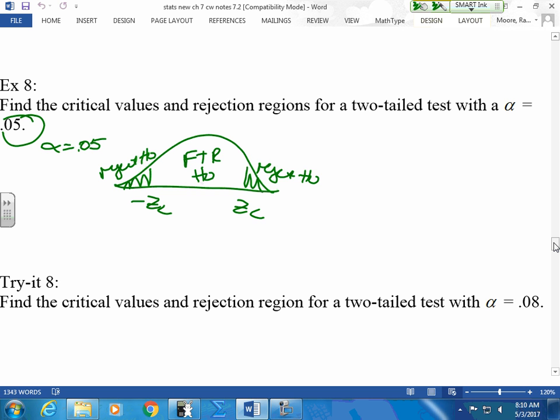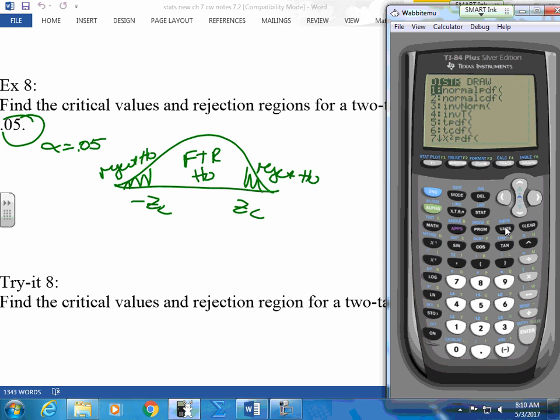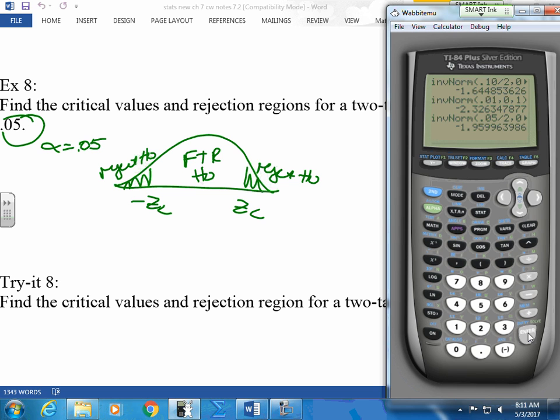So how do I find this critical value? Stephen, what should I do? Inverse norm. What do you want to put in? Well, .05 is my starting point, but I'm going to have to share it with how many pieces? 2. So I'm going to divide this by 2. Right? When I only have 1, I divide it by 1, it stays the same. But I have to share it, so I have to divide it by 2. So I get negative 1.96. And what's this side? 1.96.